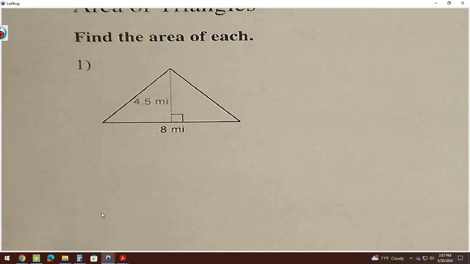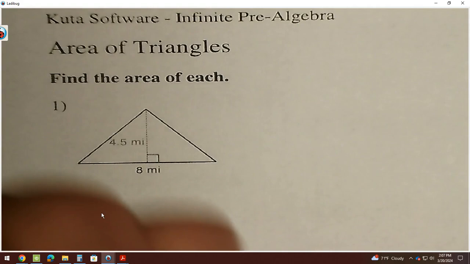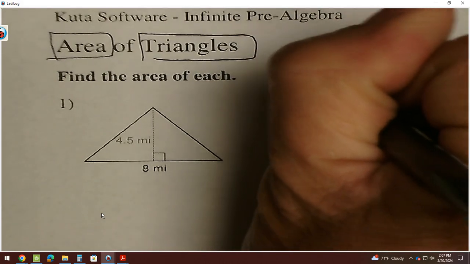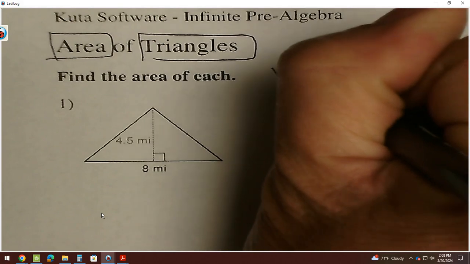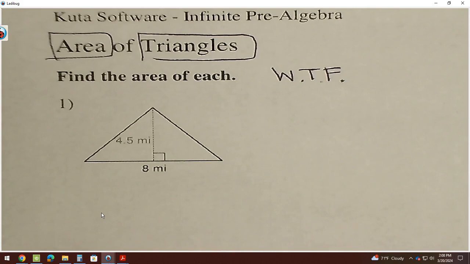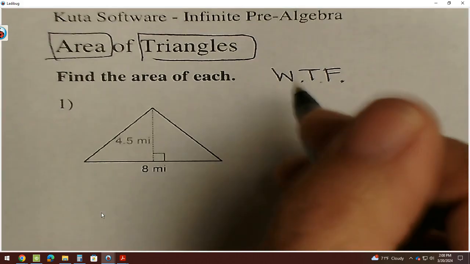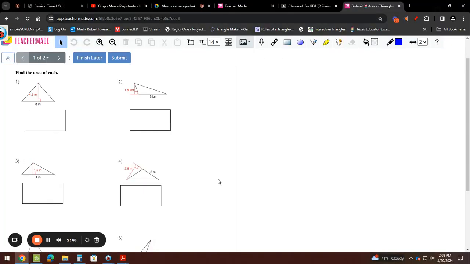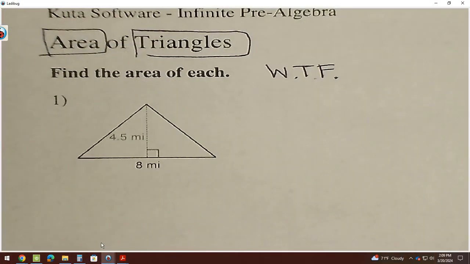And we always begin when we're working with the area of something. In this case, we're working with the area of a triangle. Our strategy is to quickly put W, T, F, which means write the formula. That's what it means. It does not mean what you all think in social media. Okay? It means write the formula. Where do I get that formula? From the math chart. Okay. So you're gonna write the formula from the math chart that I showed you right now in the video.